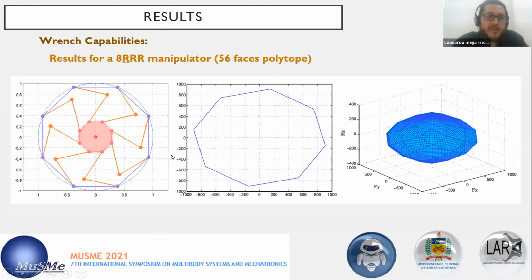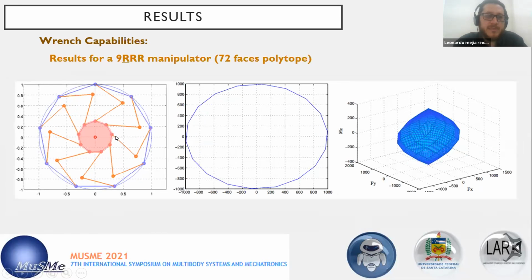The same idea can be applied for a manipulator with 8 actuations, for this 8RRR planar manipulator. So we here have the polar representation and its corresponding polytope. And finally, the same idea for a manipulator with 9 actuators.